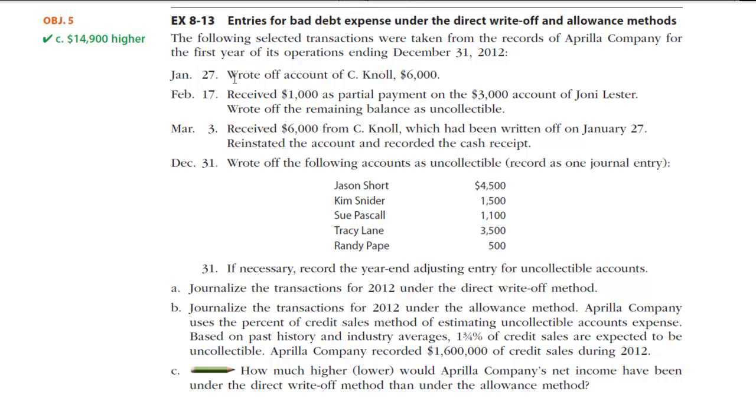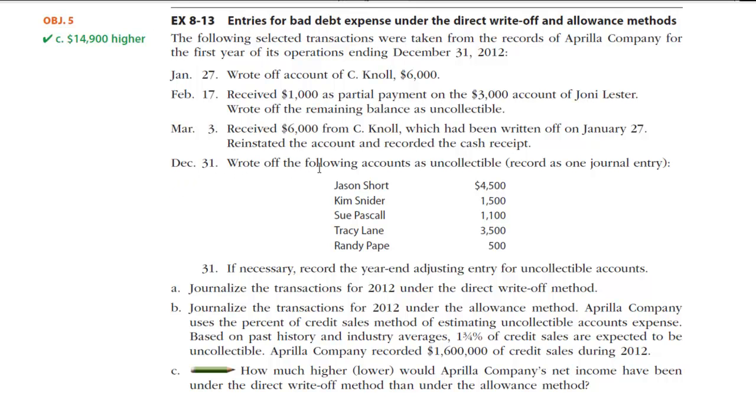So on January 27th, we wrote off the account of C. Knoll, $6,000. On the 17th of February, we're going to receive $1,000 as a partial payment. Joni Lester owes us $3,000 and she paid us $1,000, so there's a $2,000 difference. For whatever reason, we determined that we're not going to be able to collect that remaining $2,000, so that's uncollectible. Then on the 3rd of March, we received $6,000 from C. Knoll, which had been written off January 27th. So we wrote this off, and then surprise, surprise, not something that would typically happen, he came back and ended up paying us. Maybe he decided he wanted to uphold his side of the deal.